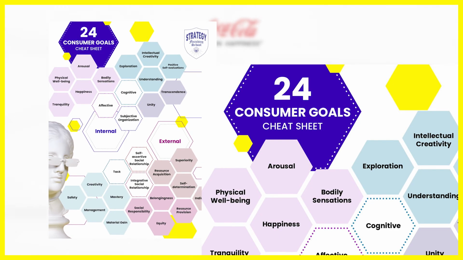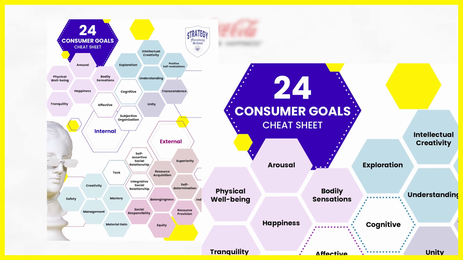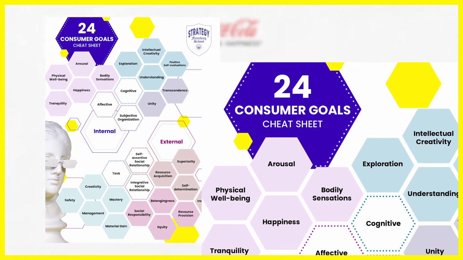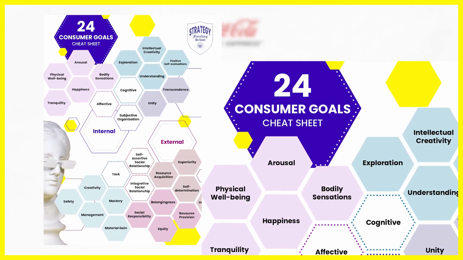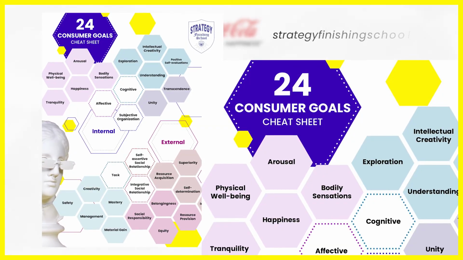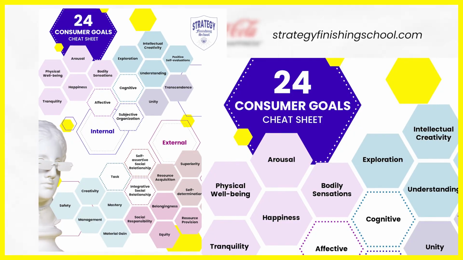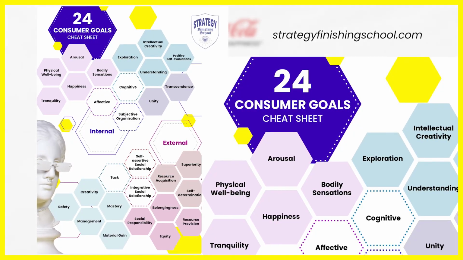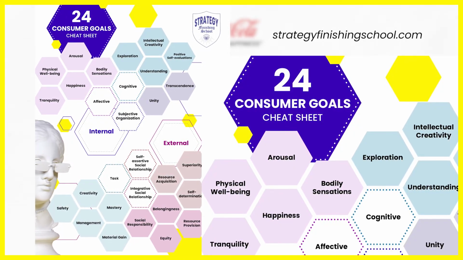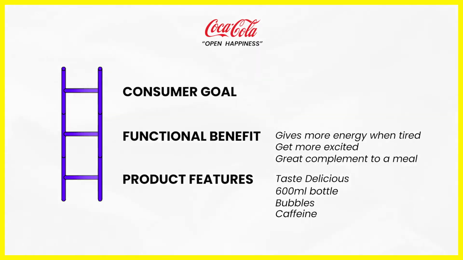Along with the benefit ladder, we can also use the consumer goal cheat sheet, 24 internal and external goals consumers are trying to reach, all in one document. I set up this cheat sheet to help you go beyond features and functional benefits, but not overshoot to bigger things such as world peace, or goals that are impossible for the product to solve. We can see that Coca-Cola's consumer goal is in there, happiness, experiencing feelings of joy, satisfaction, or well-being under internal goals.